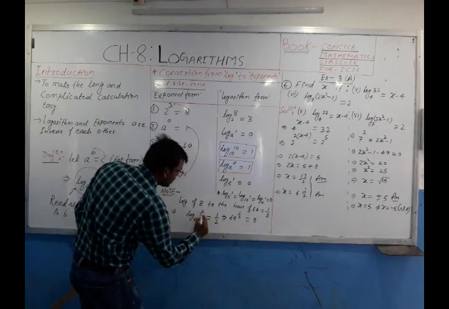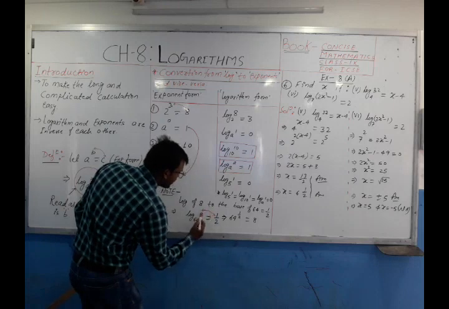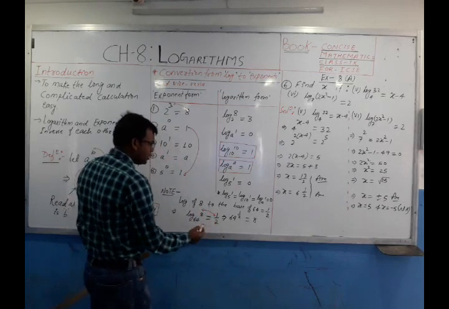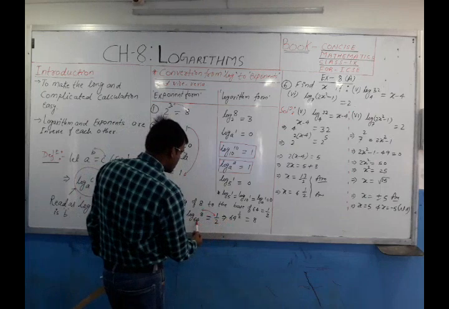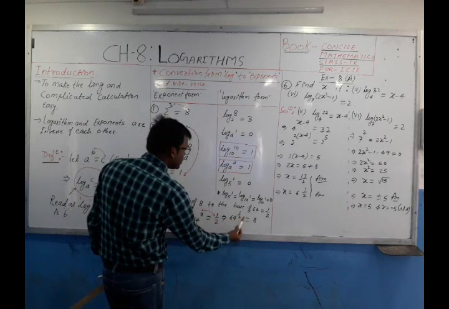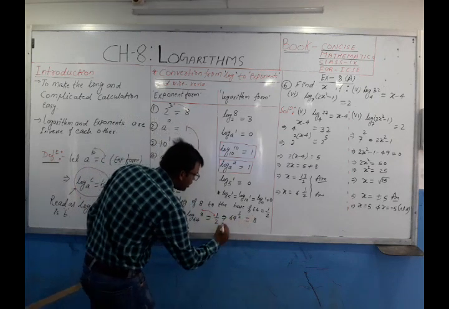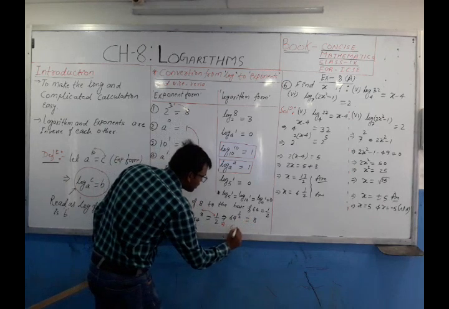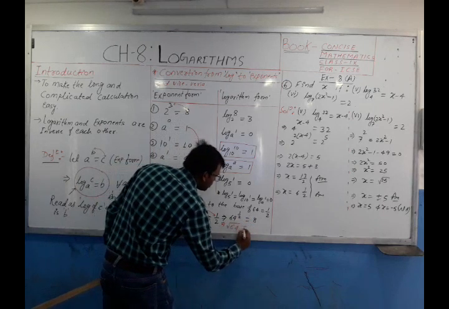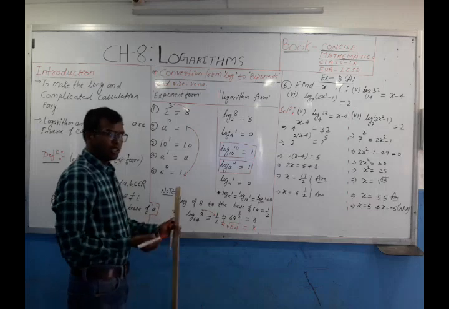That means you just interchange 8 and 1 by 2. Then this will be 64 to the power 1 by 2, which is equal to what? 8. Even we know that the square root of 64 is equal to 8 only. Is it clear?